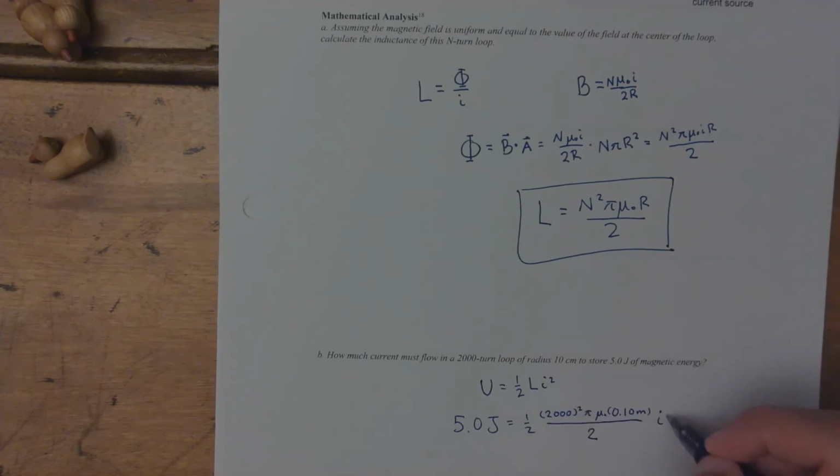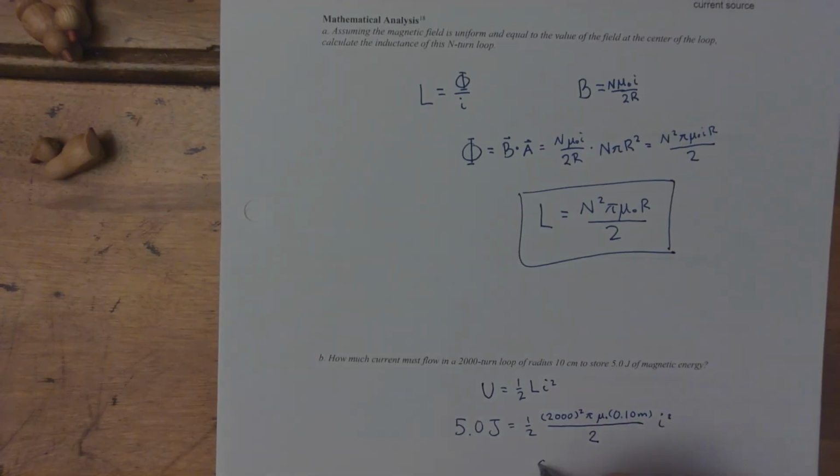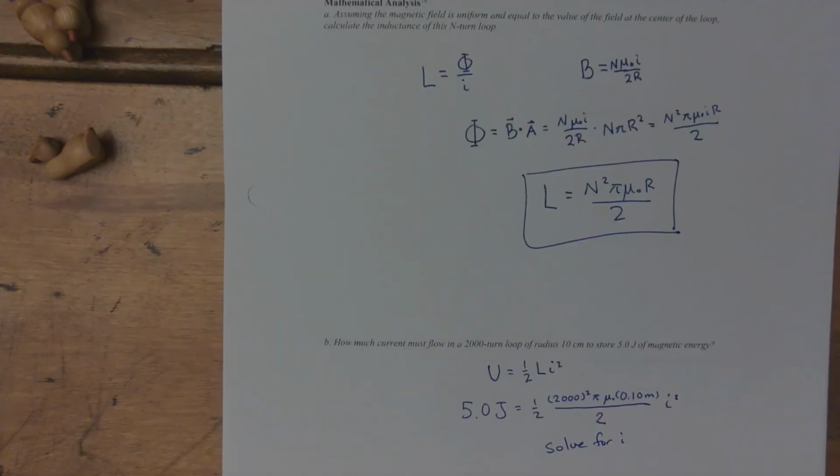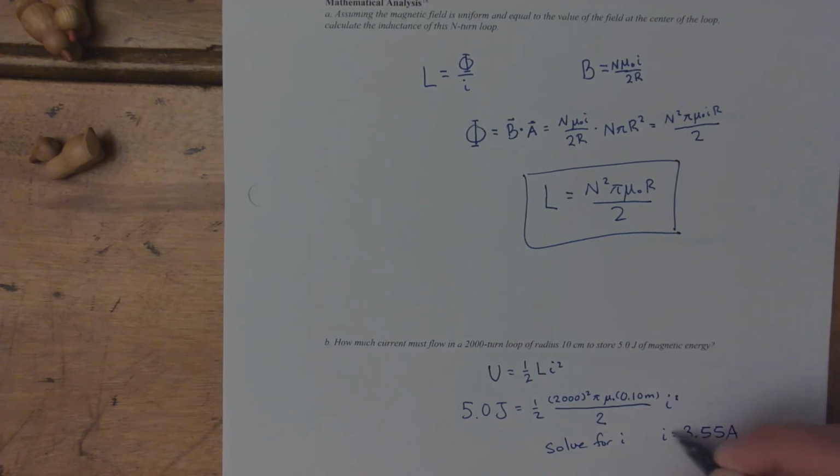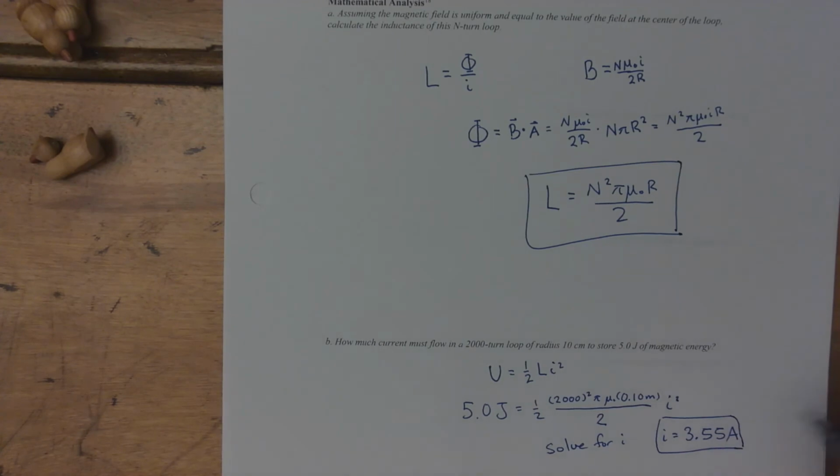So that's my inductance. This is times I squared, right? So then I just solve for I. You can do that on your own, and we should get I is equal to 3.55 amps. So you can check to make sure that that is correct for problem 51.